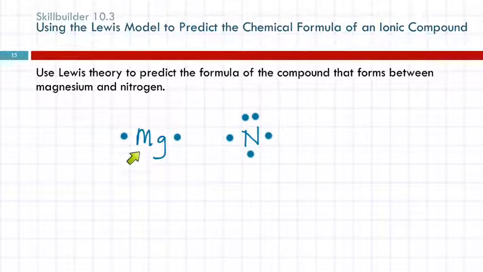So magnesium is looking to get rid of 2 electrons. Nitrogen is looking to gain 2 electrons. So magnesium will give these 2 electrons to nitrogen. So I'm going to make that disappear and appear over here. So I moved 1, and I'm going to move another 1.